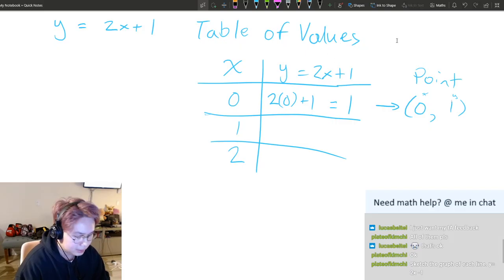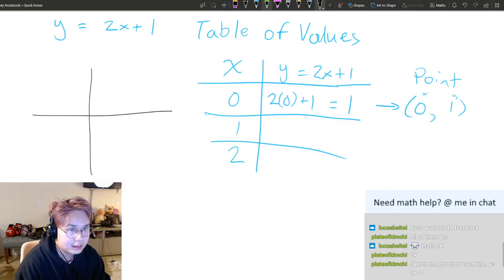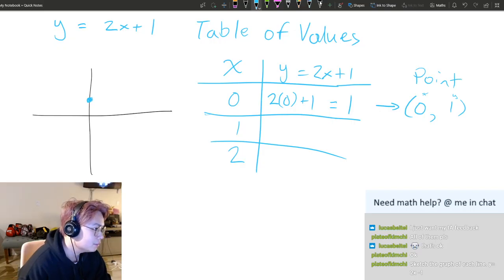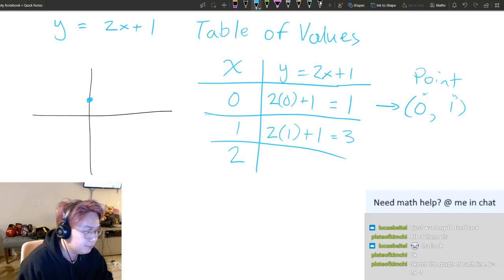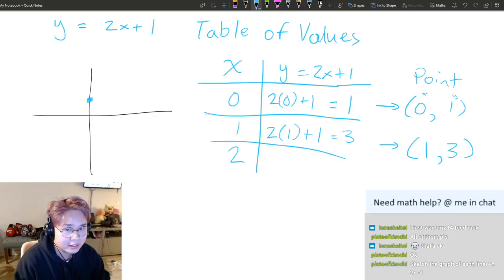So now, before you do the other ones, you can put this point on the graph, and it should be somewhere right here. And then we continue. Now we do the exact same thing, except now my x value is different. It's 1. So the formula says to get the y value, I do 2 times 1 plus 1, which gives you 3. So this gives you a second point at 1 and 3. X value 1, y value 3. Then on your graph, you can add that point.